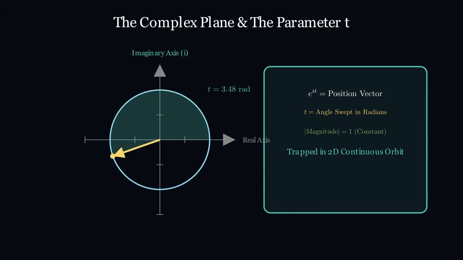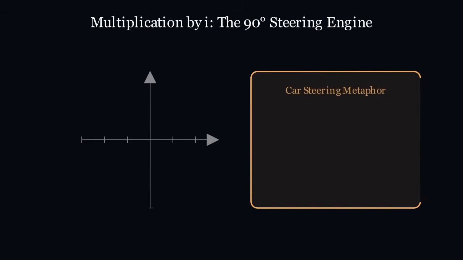To see why it stays trapped in a circle, we have to look at its velocity vector. Multiplication by i in the complex plane has a specific geometric effect. It rotates any vector by exactly 90 degrees counterclockwise. This is the engine behind Euler's formula. If e to the x is like a car driving straight away from the origin as fast as possible, e to the it is a car where the steering wheel is locked at a hard left. Every bit of growth is redirected perpendicular to the current position.